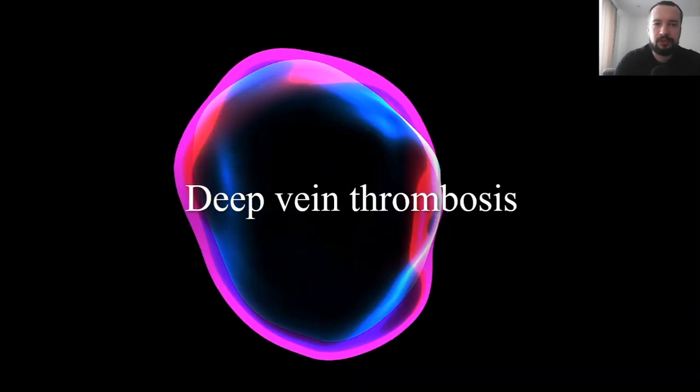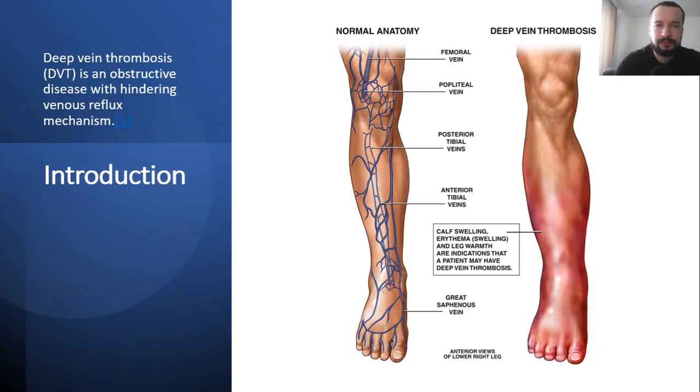Today we start talking about deep vein thrombosis. Deep vein thrombosis is an obstructive disease with hindering venous reflux mechanism. There in the picture you see the normal anatomy of the veins. And you see femoral vein, you see the posterior tibial veins, you see the great saphenous veins, anterior tibial veins, and popliteal vein.